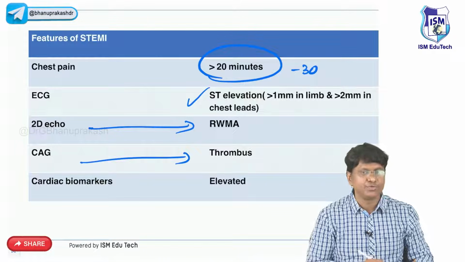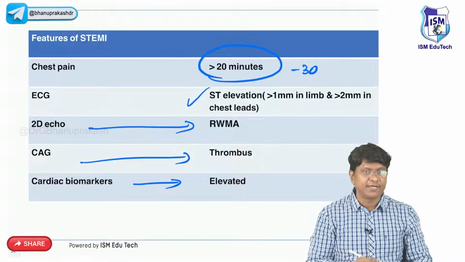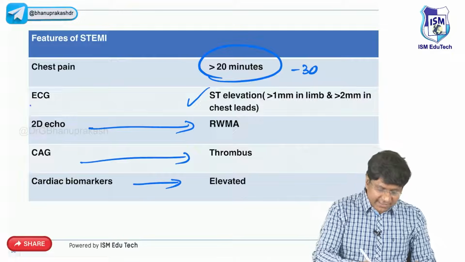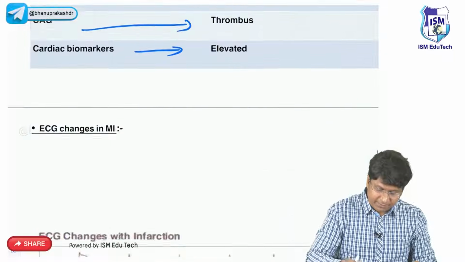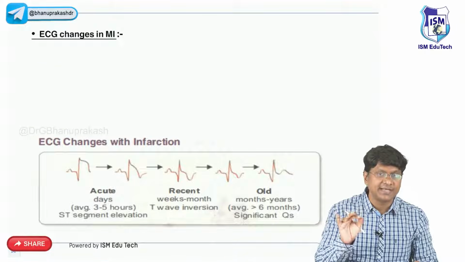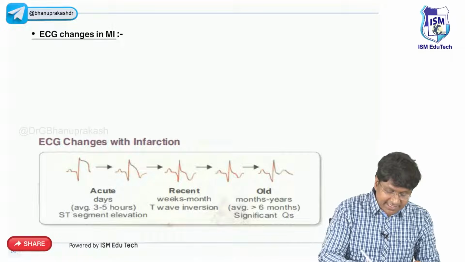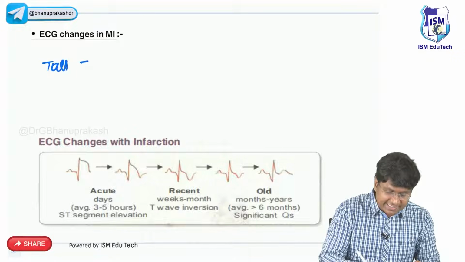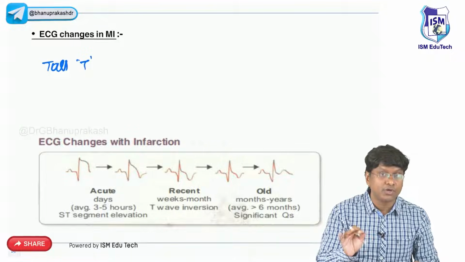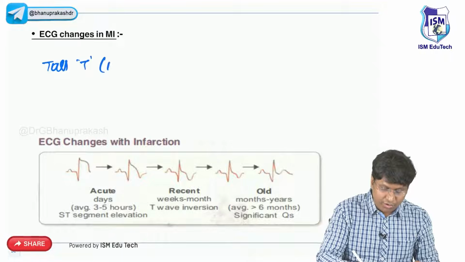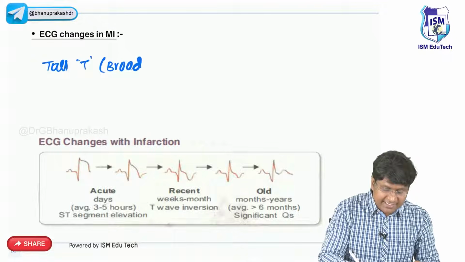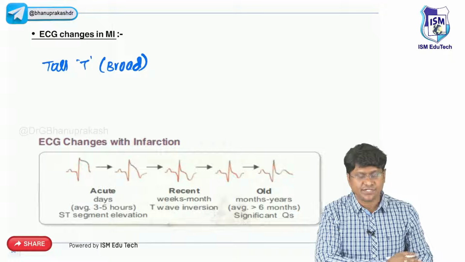Coronary angiogram will show you the presence of thrombus, and cardiac biomarkers are elevated. Now, regarding the ECG, you need to remember one important point. If the question is asked, what is the earliest ECG change in MI? The earliest ECG change in MI is not ST segment elevation, that is broad tall T wave, right? Broad tall T wave will be the earliest ECG manifestation in MI.